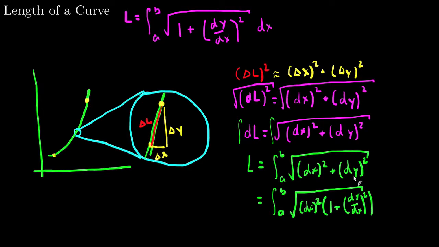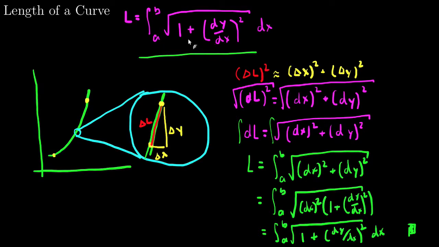But the square root of dx squared is just dx, so we end up exactly where we want to be: the integral from a to b of the square root of 1 plus dy dx squared dx. So that's a little proof of why this is the formula for the length of a curve. Now all I need to do is see some examples of how this works.